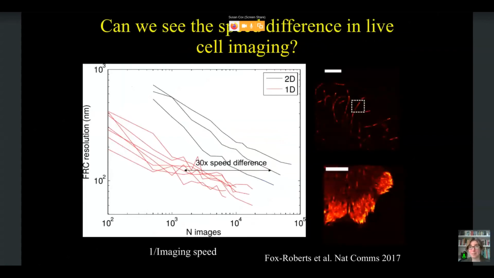Can we see the speed difference in live cell imaging? The first thing we wanted to know was, can we see this difference in the acquisition of a certain resolution in live cell imaging? Here I'm showing on the left the Fourier ring correlation resolution, and then how many images we take and what Fourier ring correlation resolution we achieve with those images. You can see that the image resolution is getting better as I acquire more images, but between 2D and 1D, we're actually getting about a 30 times speed difference to get a given resolution.